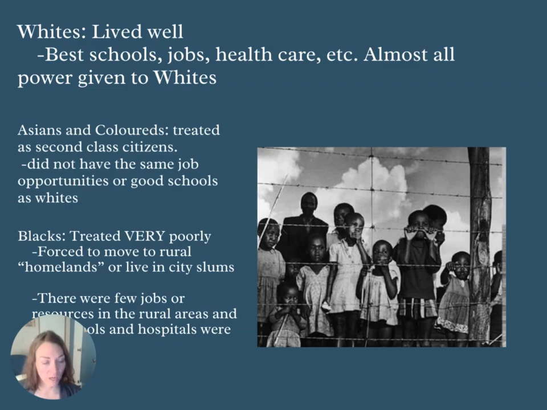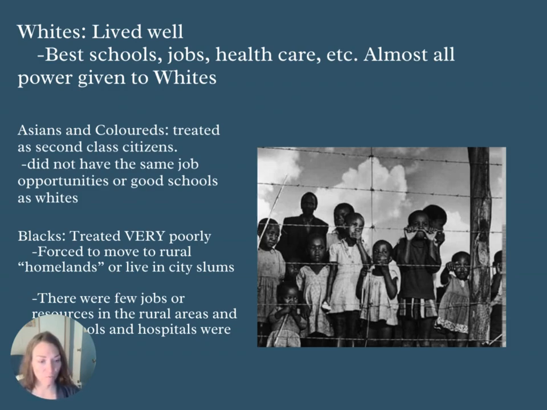The whites lived very well. They had the best schools, jobs, healthcare, almost all the power. Now the Asians and Coloreds, South Africans, were treated as second-class citizens. They did not have nearly the same opportunities or good schools as the group known as white South Africans. And the group known as the Blacks were treated very poorly.